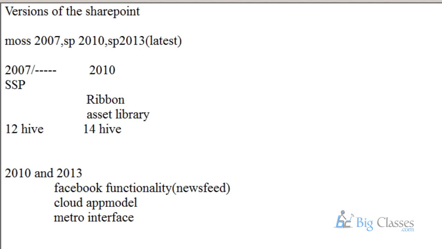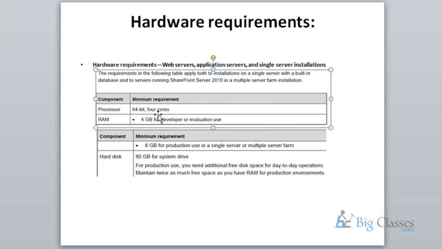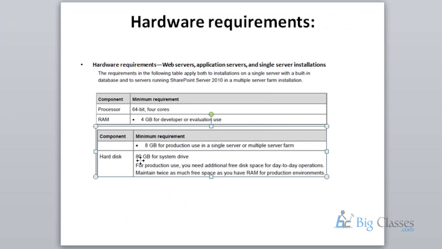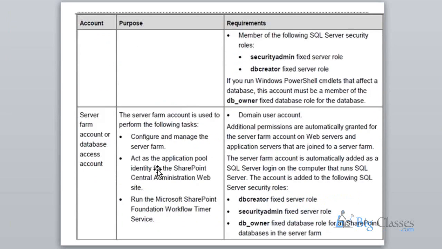See, go to my PPT. What is it? Processor should be 64-bit. Minimum 4 GB RAM is required. Hard disk space is 80 GB. I told you, to install SharePoint, how many service accounts are required minimum? 2. These 2 service accounts should have some permission levels in SQL Server. What are they? Security admin or DB creator? Security admin and DB creator. Yeah, DB creator. Got it. Without these permissions, we cannot install and configure SharePoint.